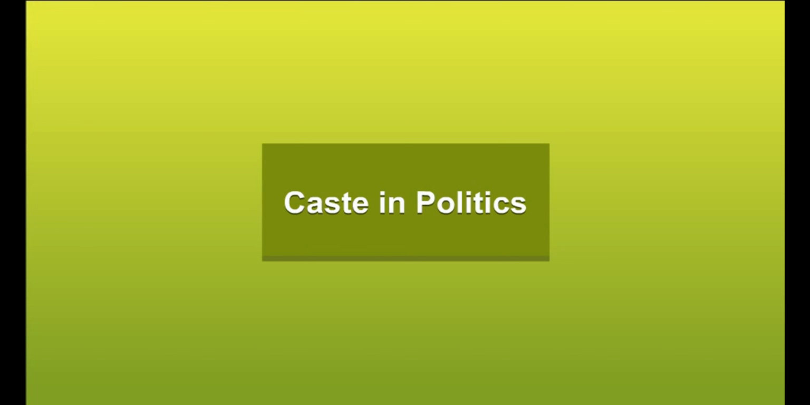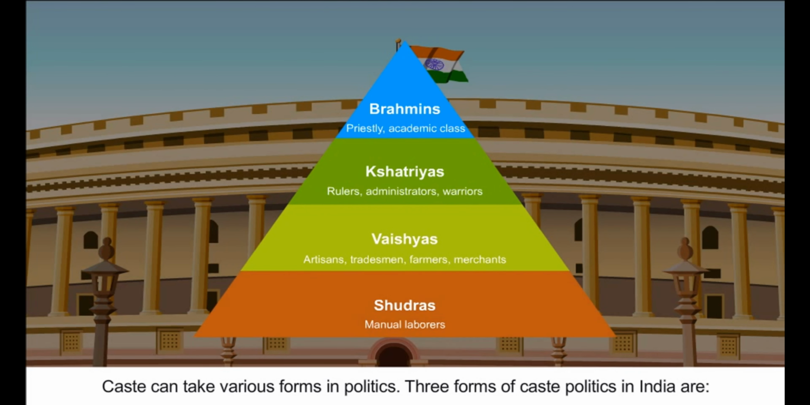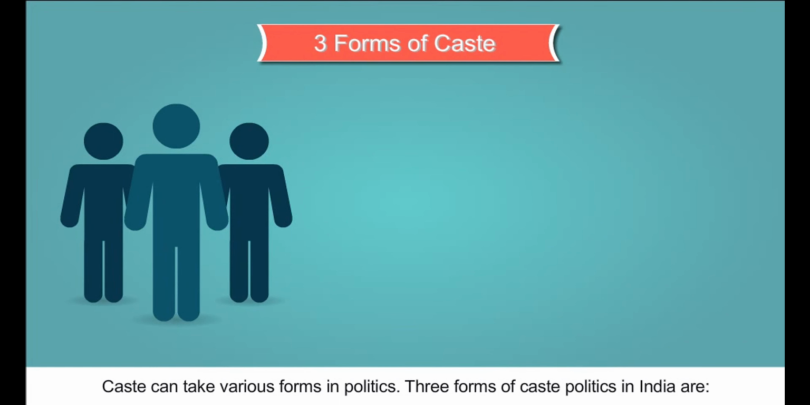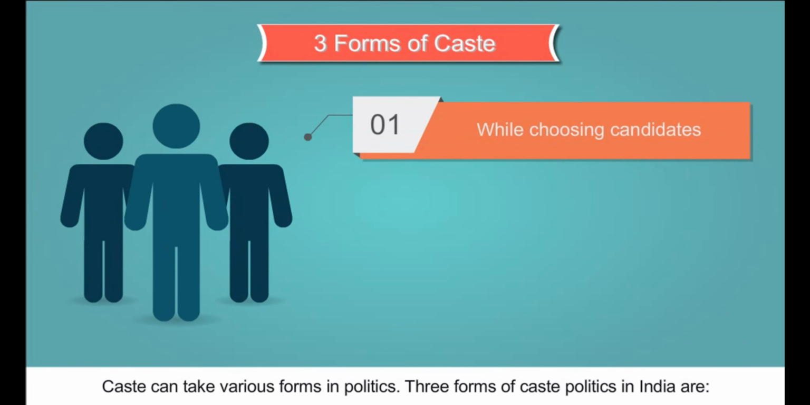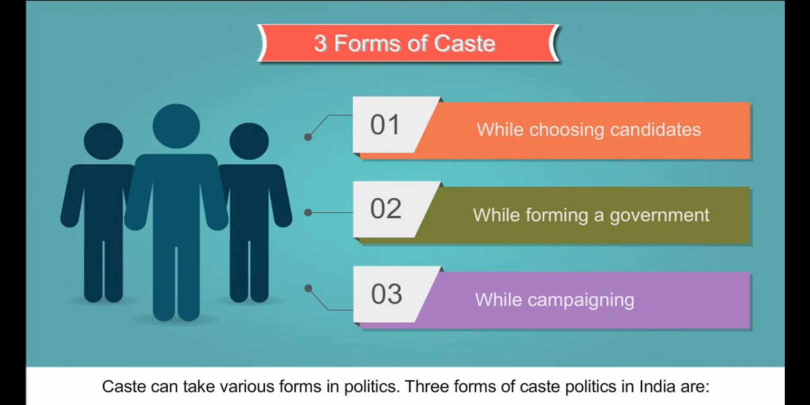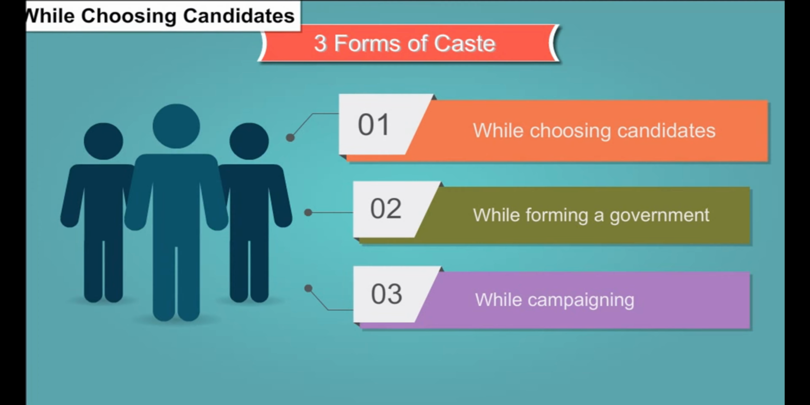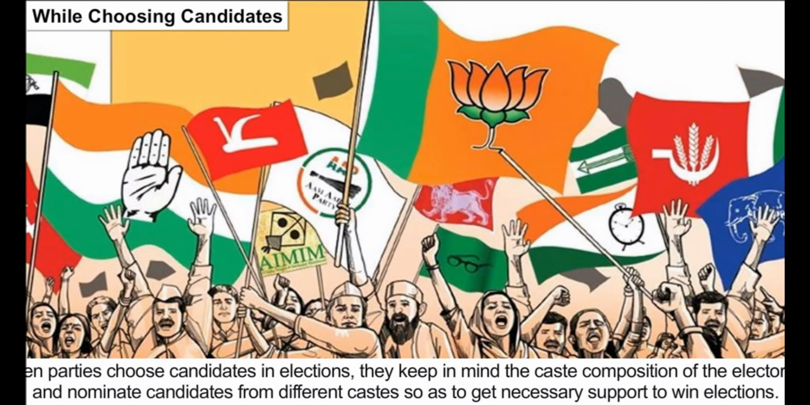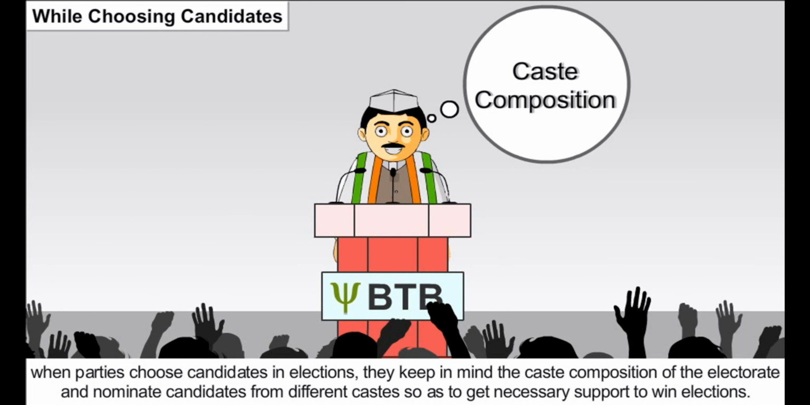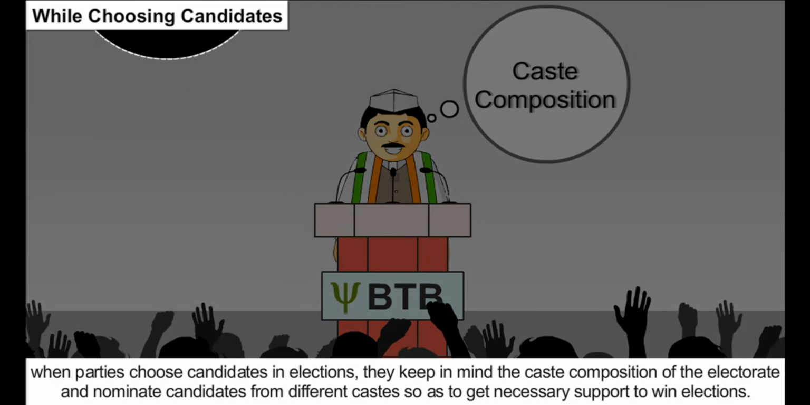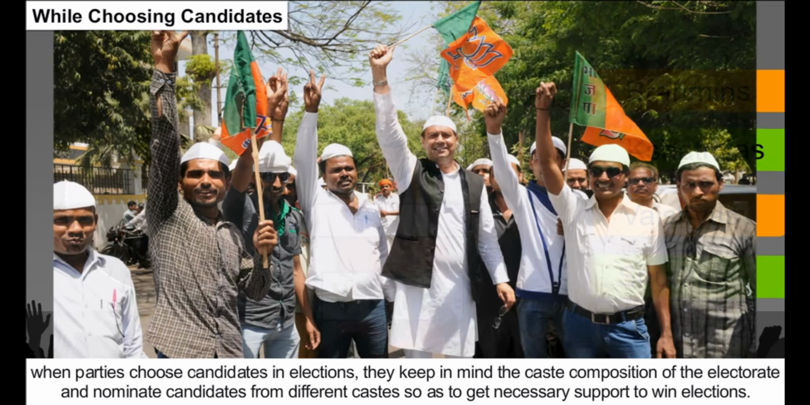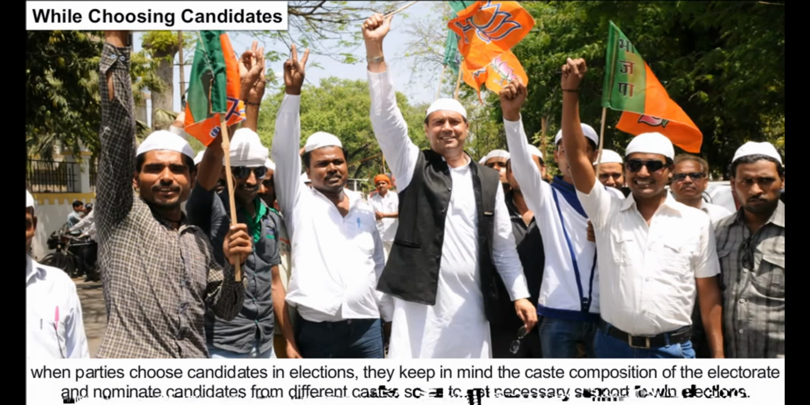Caste in politics. Caste can take various forms in politics. Three forms of caste politics in India are while choosing candidates, while forming a government, and while campaigning. While choosing candidates: when parties choose candidates in elections, they keep in mind the caste composition of the electorate and nominate candidates from different castes so as to get necessary support to win elections.